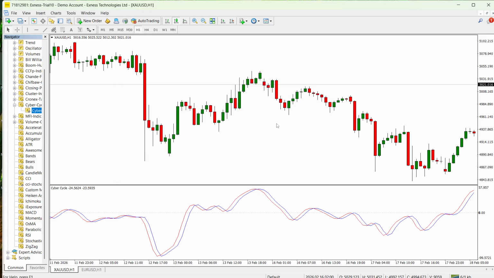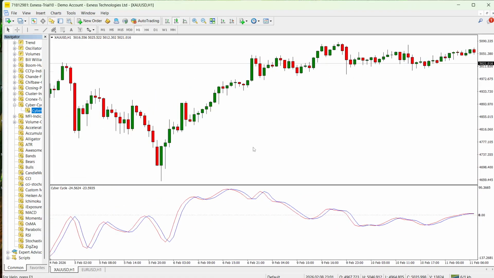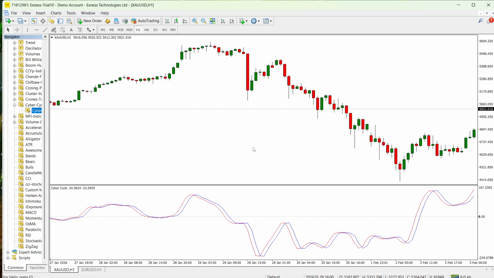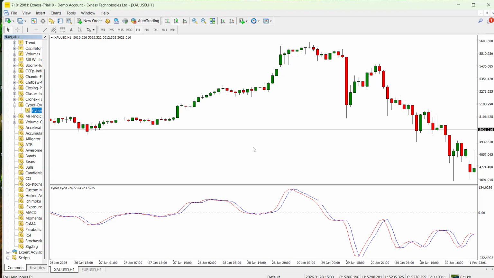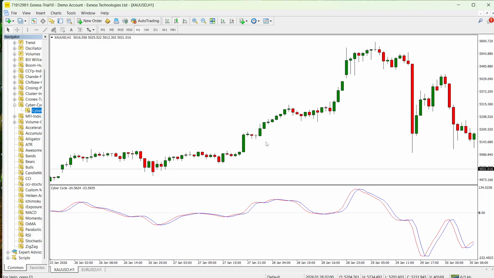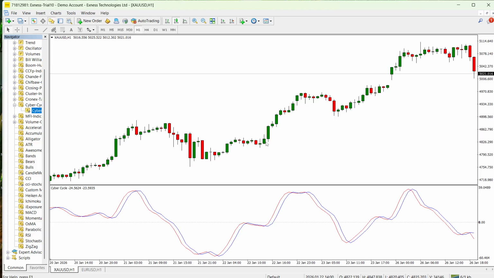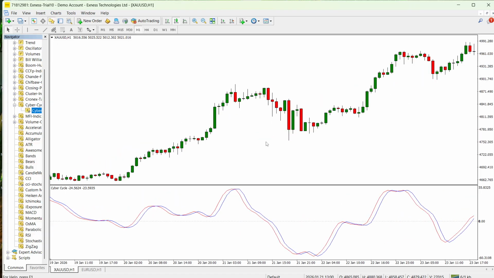As for who it is for and its limitations, the cyber cycle indicator is accessible to both beginners and experienced traders looking to sharpen their timing through cycle analysis. It works well in trending markets where cyclic patterns are more defined. In range-bound or choppy conditions, the signals can become less reliable. It is a visual tool only, does not execute trades, and should be used with additional confirmation.